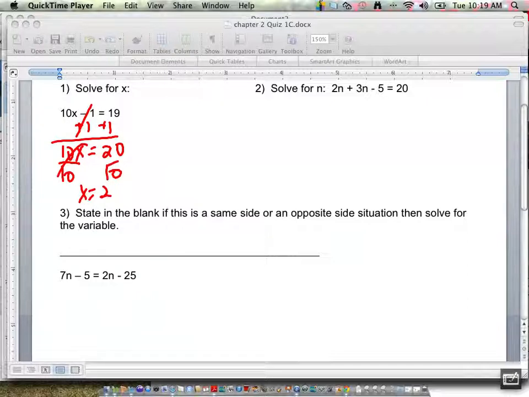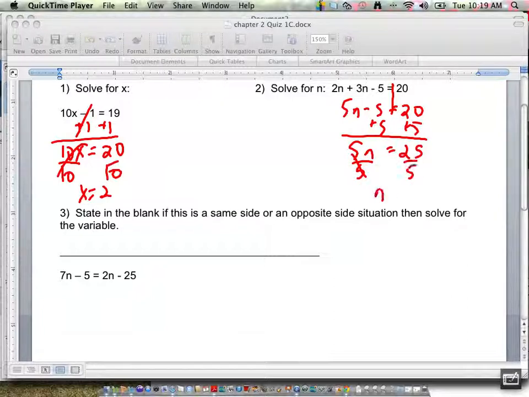2 ends plus 3 ends, they're on the same side. By that we mean the same side of the equal sign. So I do the same operation. 5n minus 5 is 20. Add 5 to both sides. 5n equals 25. Divide by 5. N equals 5. Okay? Any questions?